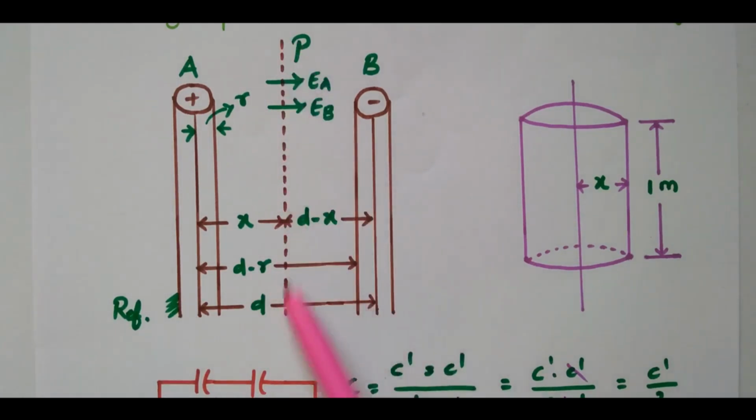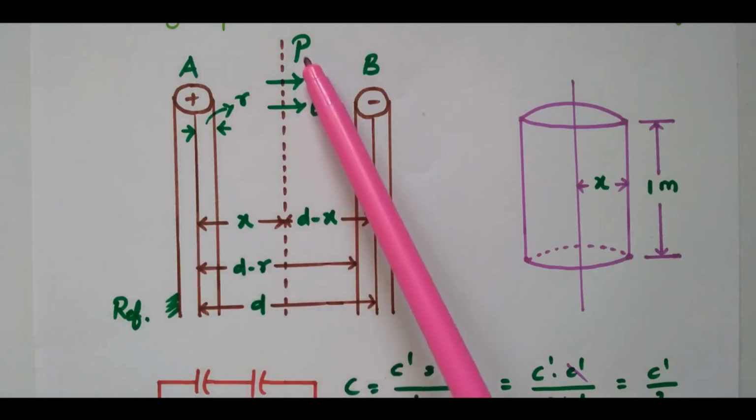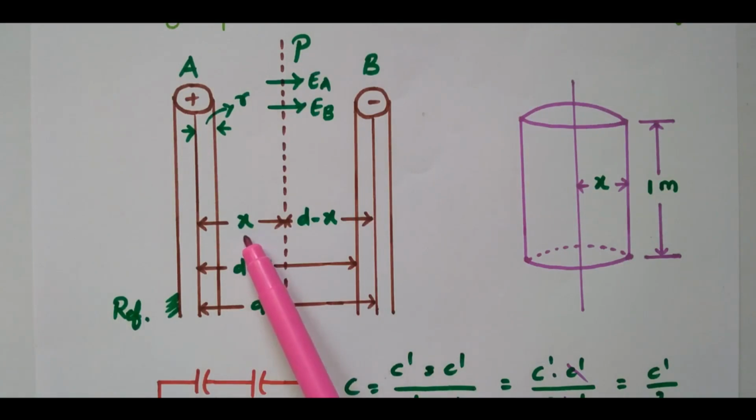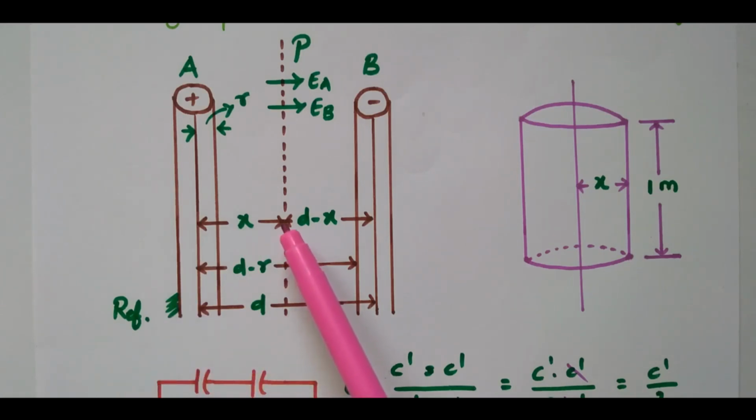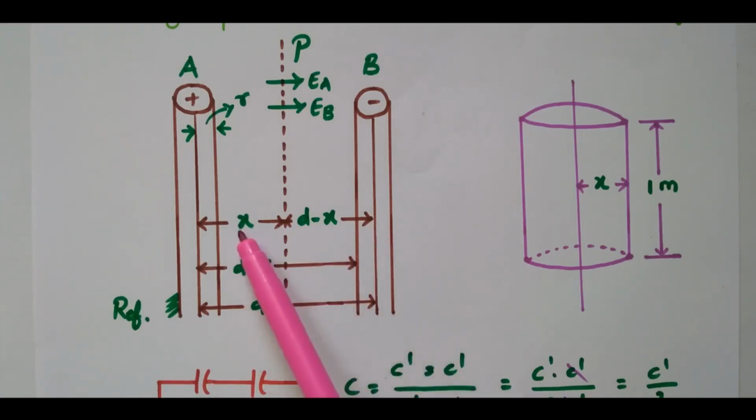The point P is located at a distance x meter from the center of conductor A. Conductor A is taken as the reference conductor. Then the distance between point P and the center of conductor B is d minus x, right? So this will be x, this will be d minus x. Thus the distance between the center of conductor A to the outside of conductor B is d minus r.